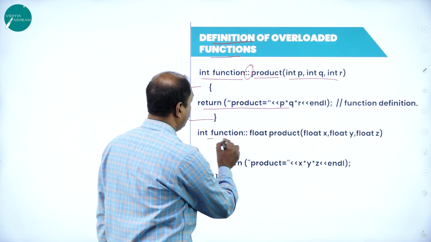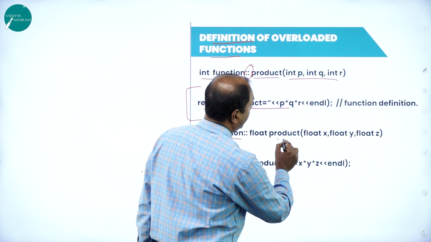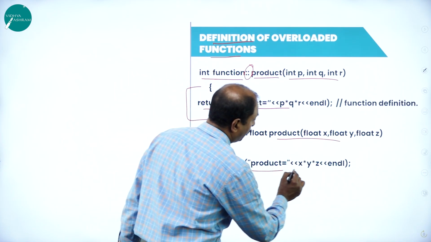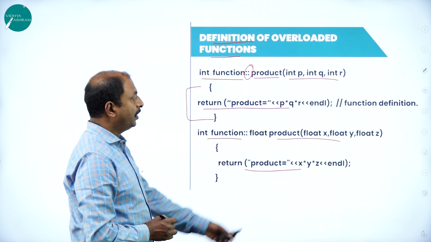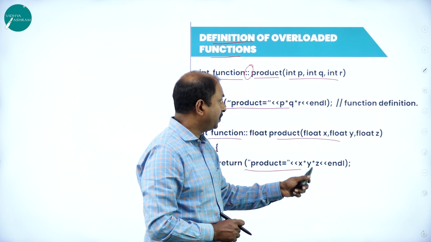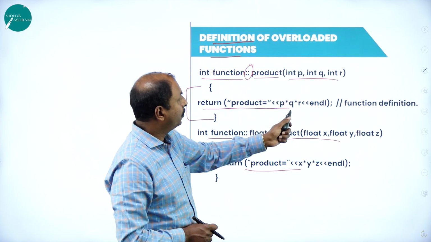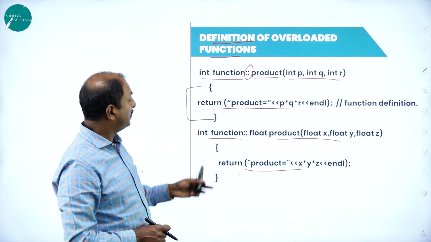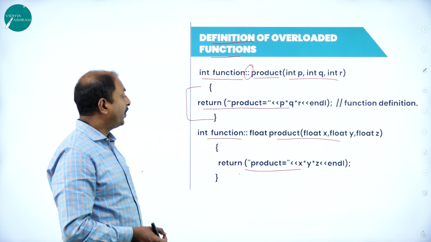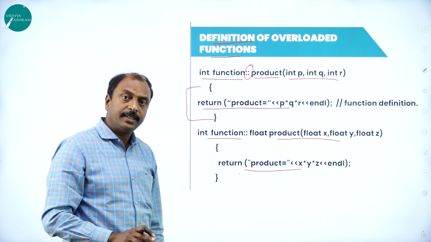Again, the float function, name of the class, with the scope resolution operator, float product, and open the bracket. This is the body of the function. So here the product is x, y, z. In the previous function, the arguments are p, q, and r. So this is how we have to define the function outside the class, and every overloaded function has to be defined and declared separately.